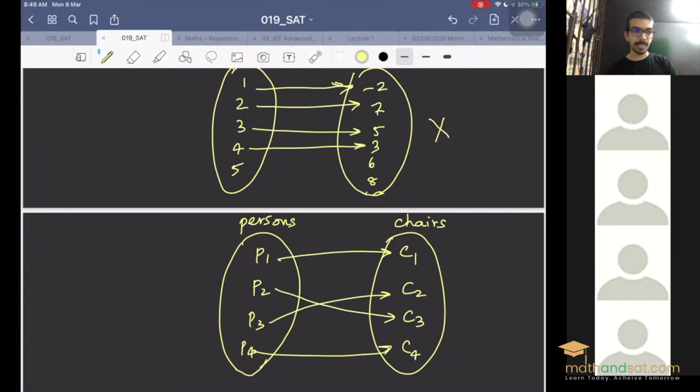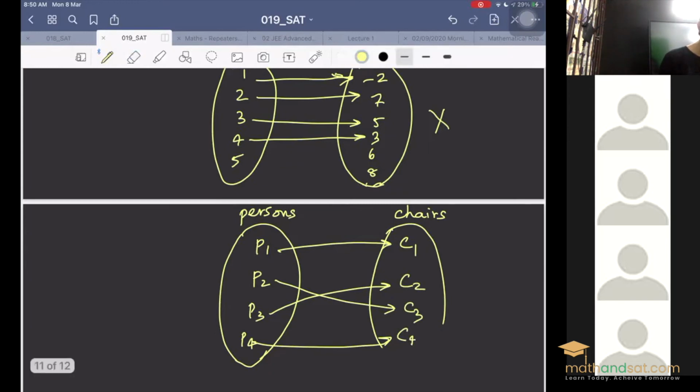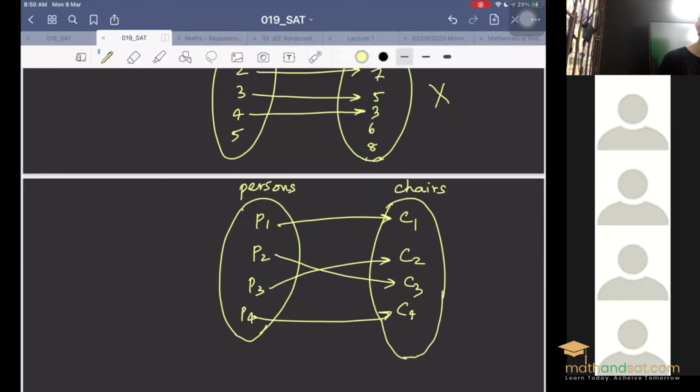Person P1 has occupied chair C1. P2 has occupied chair C3. P3 has occupied chair C2. P4 has occupied chair C4. Let's say there is one more chair. There's C2 here, C3, C4, and there's C5.